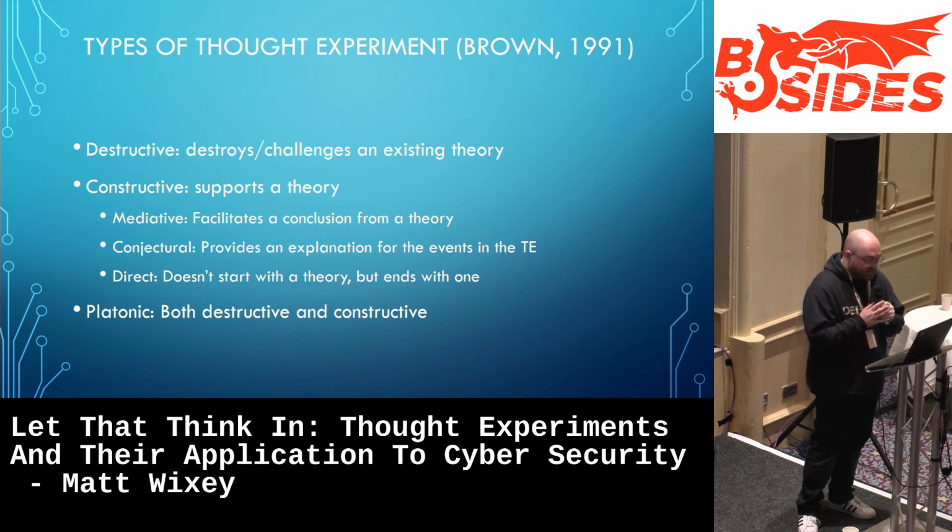So Brown in 1991 suggested 3 types of thought experiment: destructive thought experiments, which destroy or challenge an existing theory; constructive thought experiments, which support a theory, and there are 3 subtypes of those: mediative, where you facilitate a conclusion from a theory; conjectural, where you just have an explanation but not necessarily a theory; and then direct, where you don't start with a theory but you end up with one; and then Platonic thought experiments as well, which are both destructive and constructive.